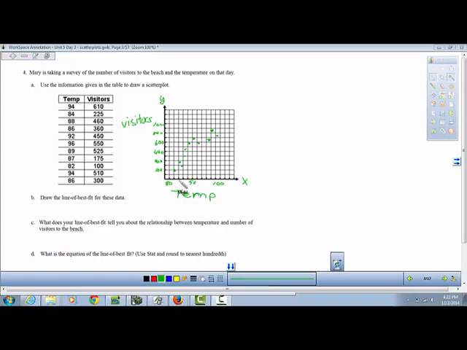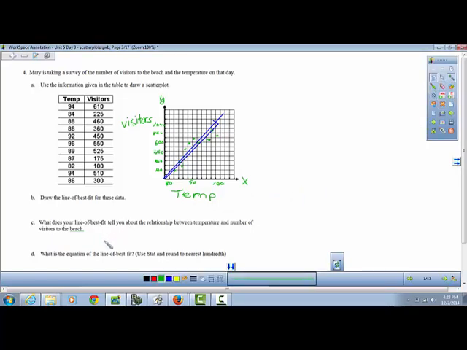We want to draw the line of best fit, which is just kind of estimating, sort of like that. I'd probably go a little bit more up like this. Maybe kind of like that. So that second line should be about right.